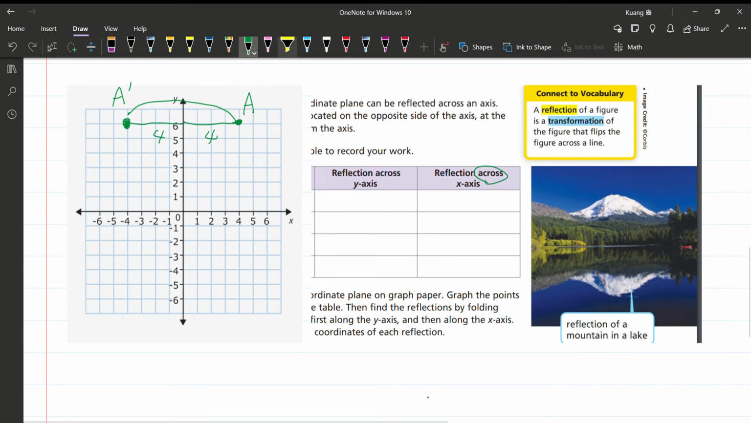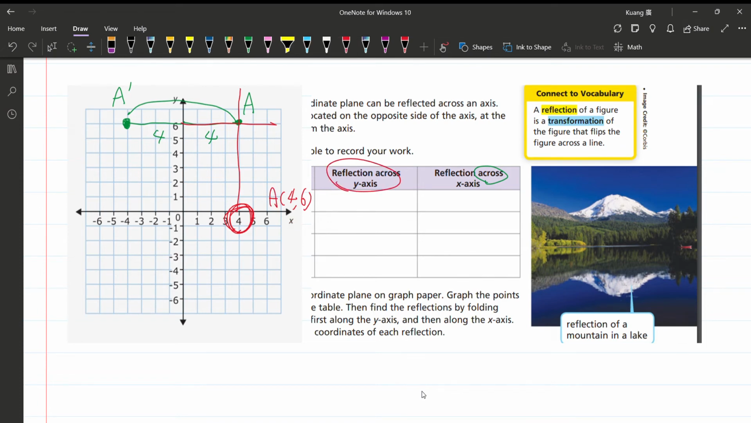Okay, so I can write this. The coordinate of A. How to find the coordinate of A? Just like I said, you draw a vertical line, see the x coordinate first. You touch 4, so that will be 4. And then you draw a horizontal line, see it touch the number 6. So that's called (4, 6). This is A.